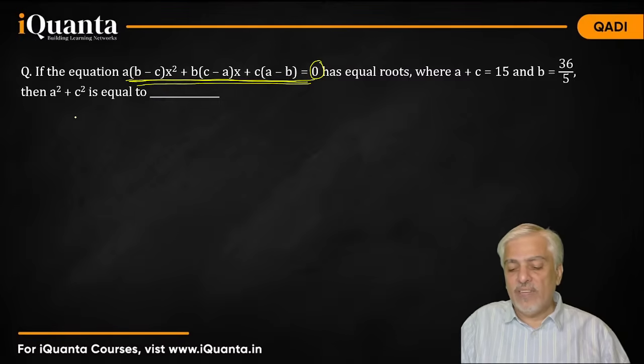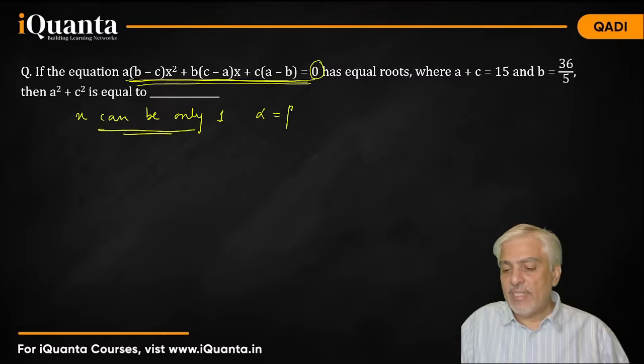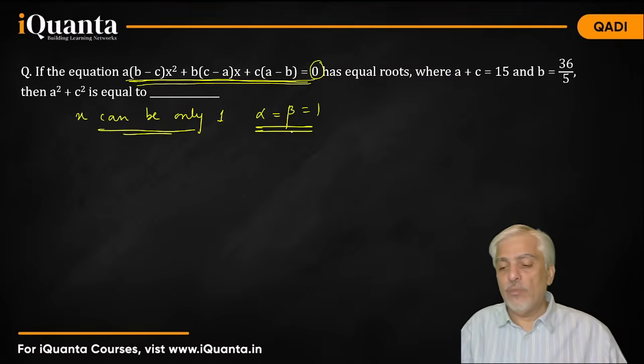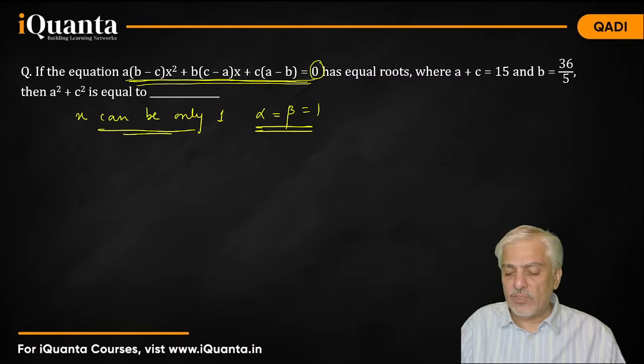X can be only 1. That means alpha and beta both are 1. Now, once I got alpha and beta, both are 1, let's take any one: sum of the roots or product of the roots. I'm taking product of the roots.